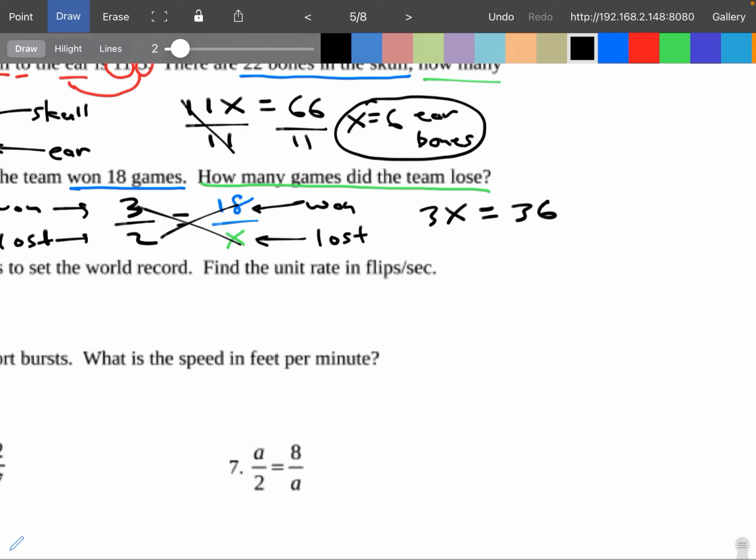So what's that? 2 times 18? 36. Thank you. Then we're just going to divide both sides by 3. The 3s are going to cancel out and make a 1. And we get x equals 12. And that would be 12 what? Yeah, that's how many losses they have. So 12 games lost.